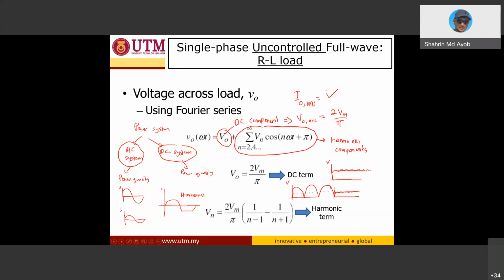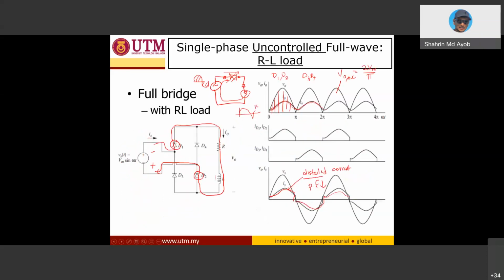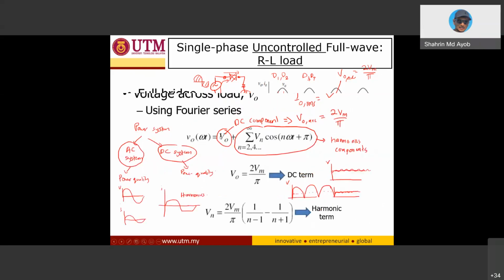So same like this waveform, the output voltage of this full-wave rectifier. We call this rectified DC voltage, but with harmonics. That's why we have a DC component here, which represents the average voltage, which you can calculate using 2Vm over pi, plus harmonics.